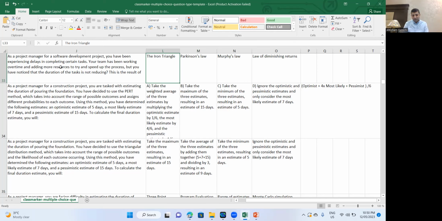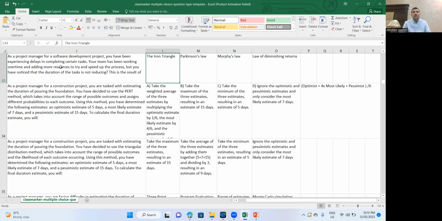So I was telling before that Murphy's law means that if something can go wrong, it will go wrong. And law of diminishing return means that adding more resources will give you returns. The productivity will increase, but after a certain point, adding more resources will not give you more return. The return you are getting in terms of productivity increase by adding more resources will start diminishing, and the law of diminishing return will come into action.